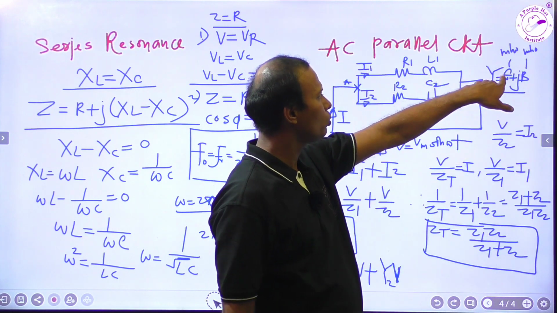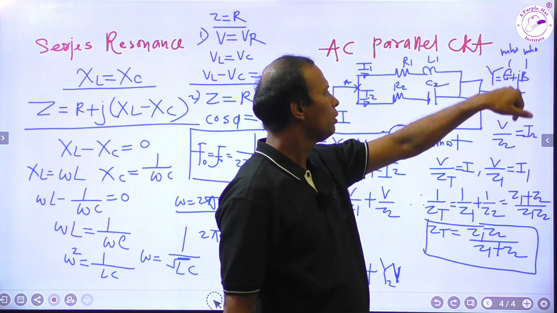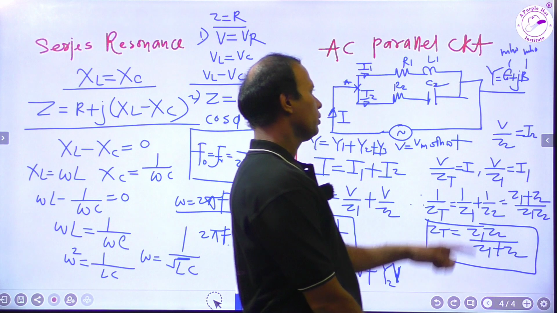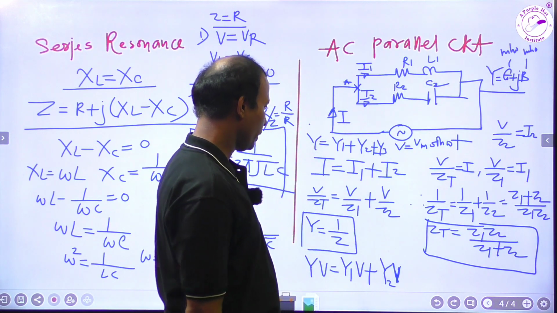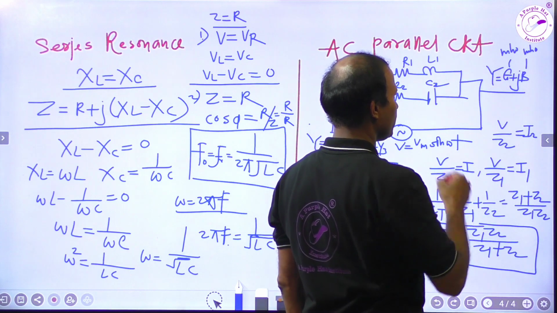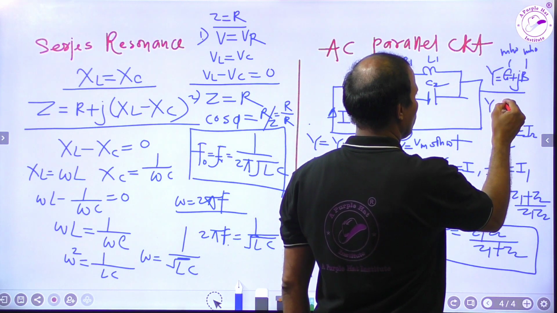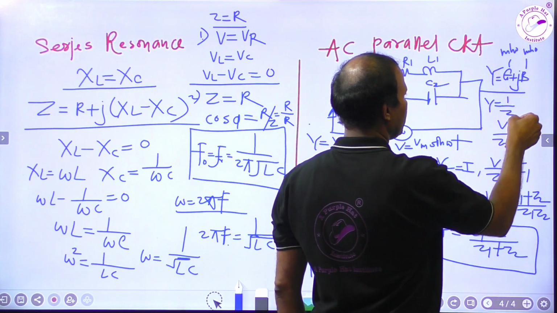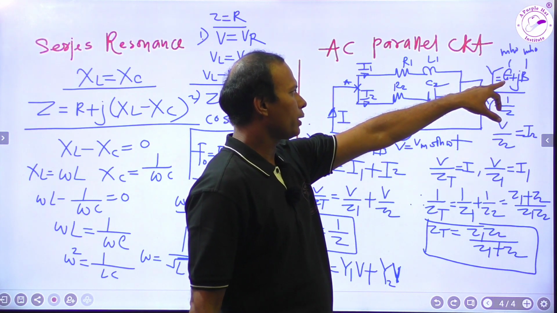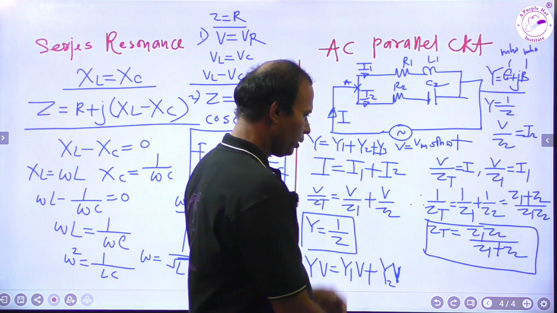So this is the real part and this is the imaginary part. These are the two components of the admittance. So Y = 1/Z, and in this case you get the conductance and the susceptance part of the network.